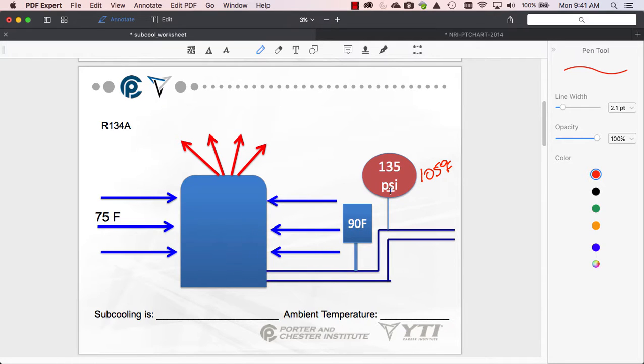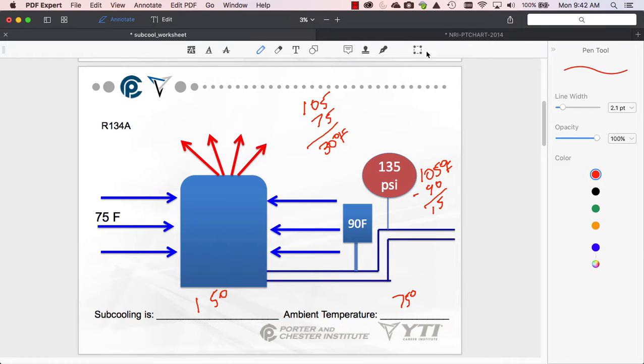So if I take 90 degrees and subtract it from 105, I get 15. So my subcooling is 15 degrees. My ambient temperature is 75 degrees. Now, let's do our quick little check for reasonability. 105 minus 75, 30 degrees. I'm fine with that. My condensing temperature is about 30 degrees above the ambient temperature. I'm actually perfectly fine with that.